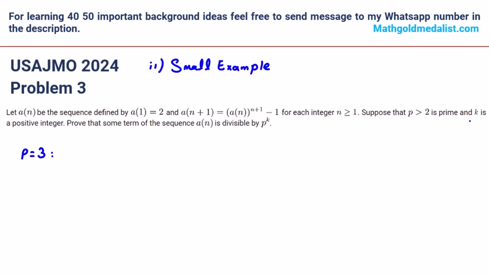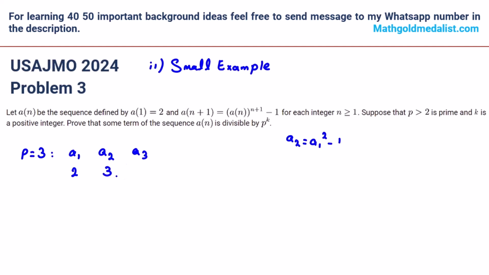And it says k is a positive integer. So you should prove what? You should prove for each power of 3 there exists an element in our sequence that is a multiple of that. Okay? So let's see what happens here. A1 is what? Is 2. A2 is what? You should raise A1 to the power of 2. Look, A2 is A1 squared minus 1, which is 3.